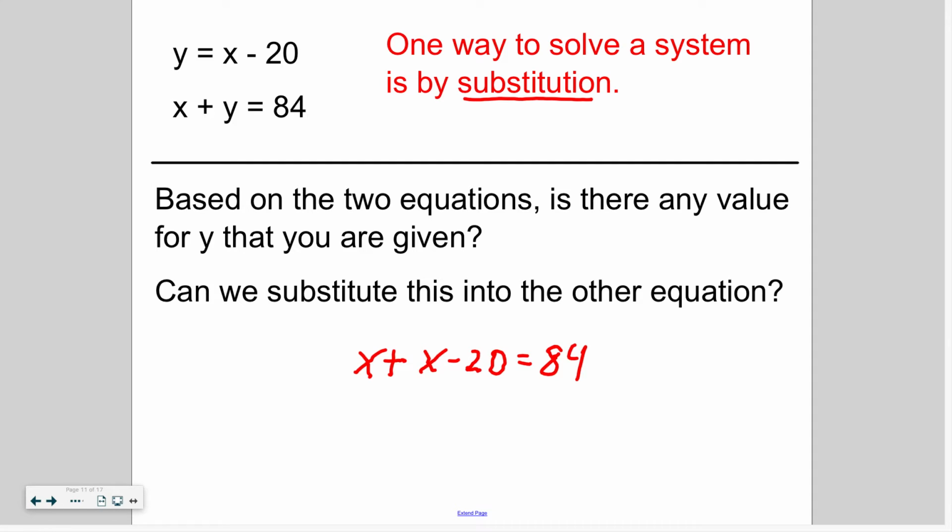And what do you have now? Just one. Now you have one variable. Solve that for x. 2x. Plus 20. I hear someone walking me through it. So 2x equals 104, which means 1x is what?